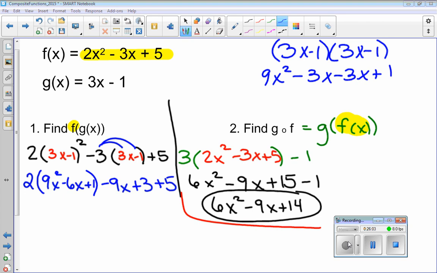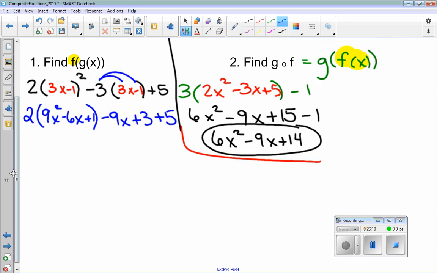What's the next step? Distribute the 2. Perfect. We're almost there. When I distribute the 2, I get 18x squared minus 12x plus 2, and then everything else. Can I go ahead and combine the 5 and the 3? Is that okay with you guys? Make it an 8. So minus 9x plus 8.